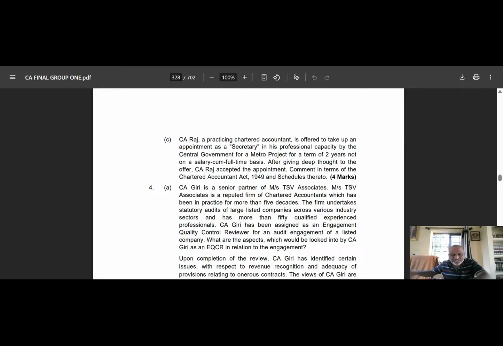See, this is a very, very important point, right? Acceptance of appointment.